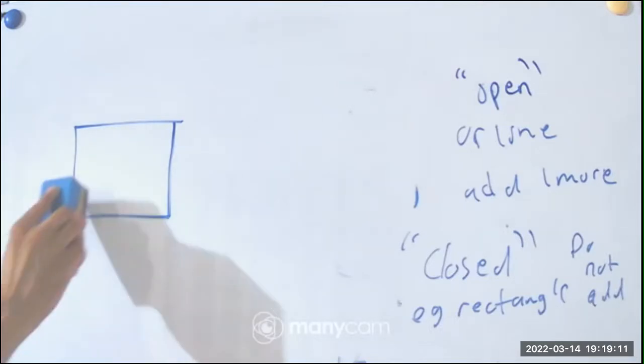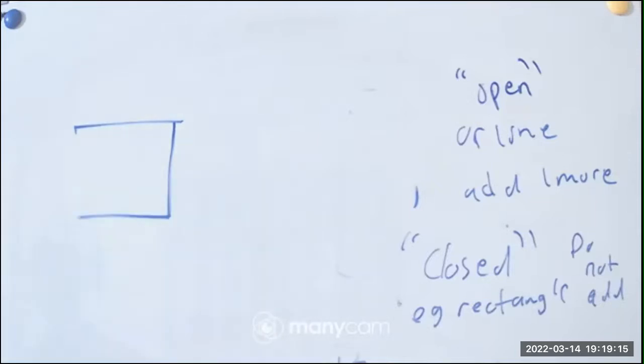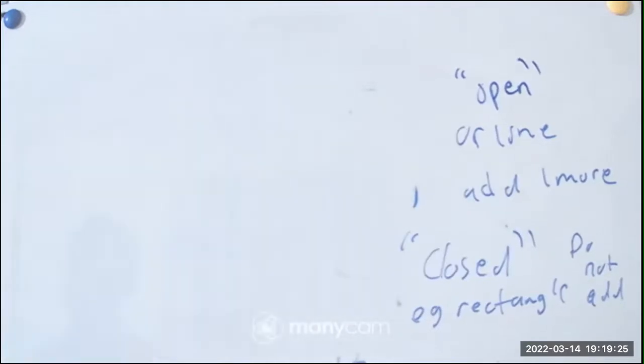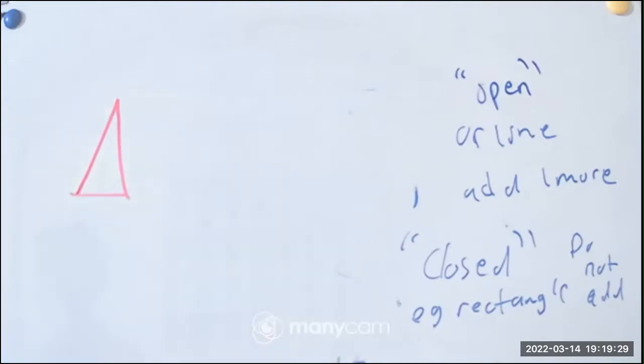If it has a gap, like this one, then you add 1. So once it's missing something, you add 1. Once it's a closed shape, you do not add anything. You just leave it as it is and divide. So let me try a few. This triangle here, and I need to find the number of posts needed. Do I add 1 when I divide, or do I leave it as it is?